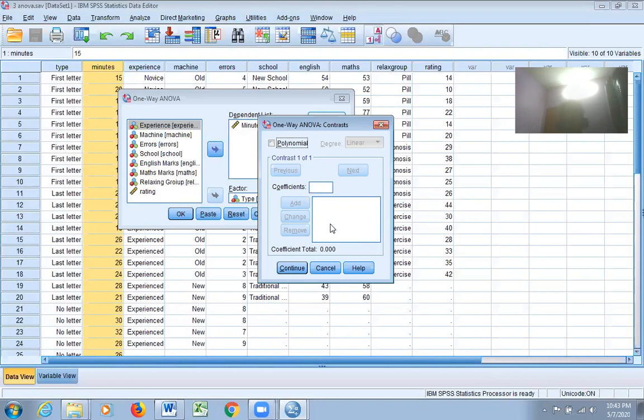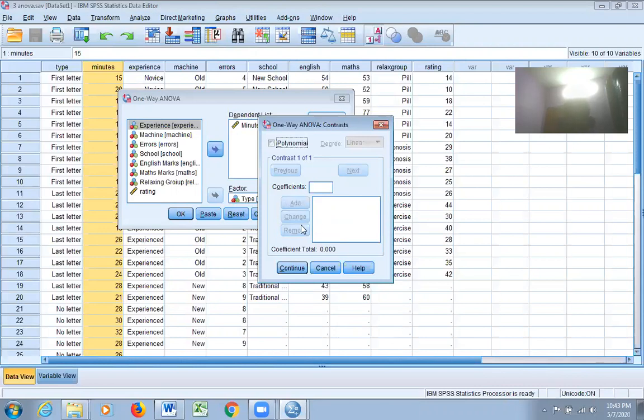Those who received the first letter and those who received the last letter will be combined into a single group. I want to check this group against the third group, that means the group which did not get any hint. So I want to compare these two groups. So this is planned. Before doing the comparison, I can plan which two groups are to be compared. So I have planned now.